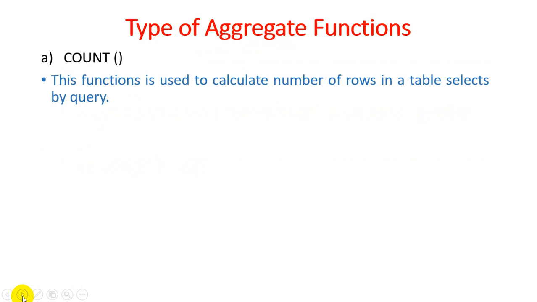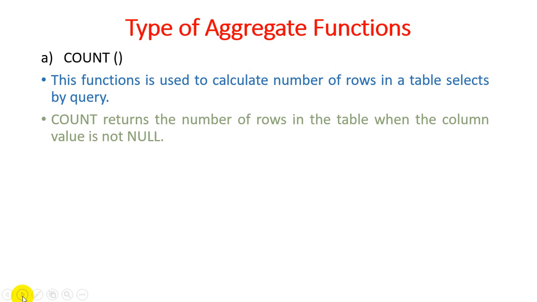What are the different aggregate functions provided by SQL? First, it is COUNT. This function is used to calculate the number of rows in a table selected by the query. The name itself suggests it: when we want to count how many records or rows are available in a particular table, the aggregate function is COUNT. COUNT returns the number of rows in a table when the column value is not null.